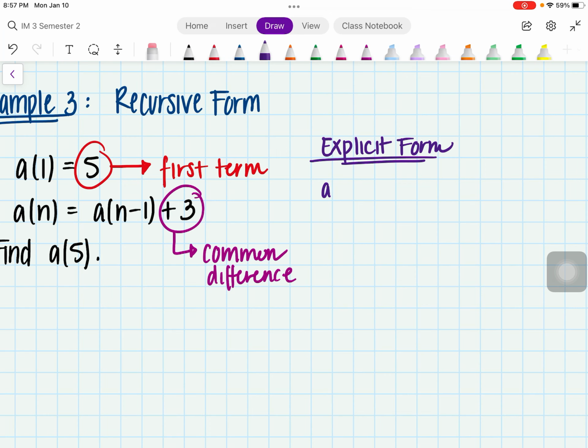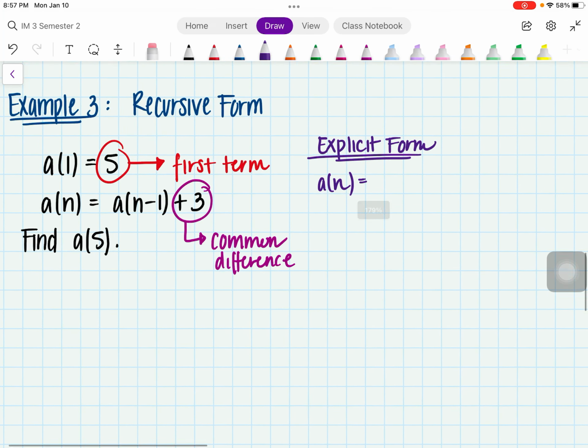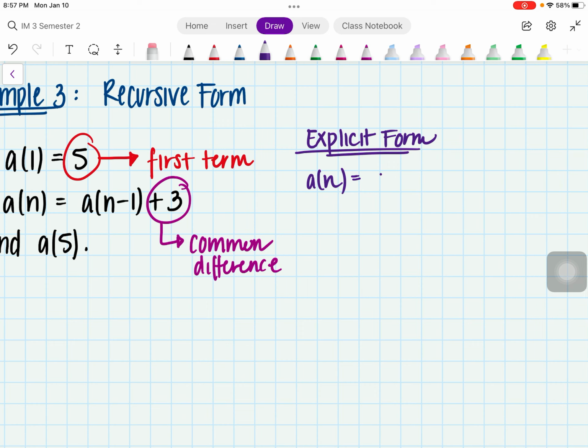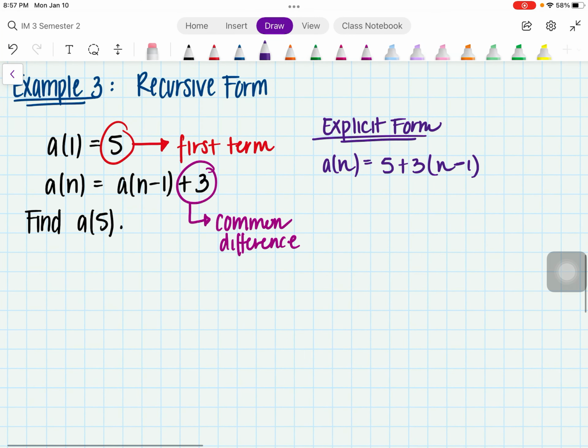All right. So in this case, let's go ahead and build the equation there. So I have a of n equals 5 plus 3 times n minus 1. All right, and that would be our explicit form. That is once again the explicit form.